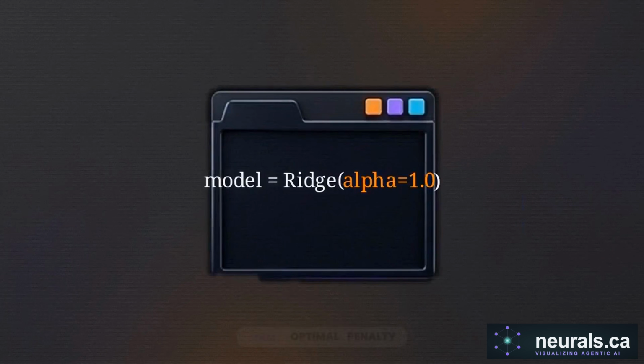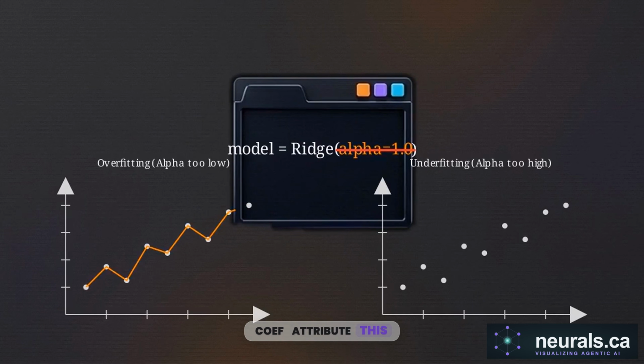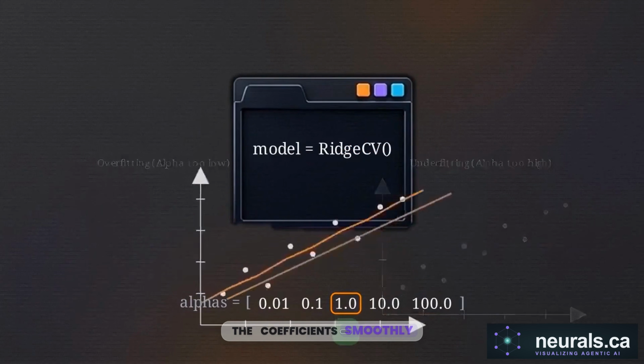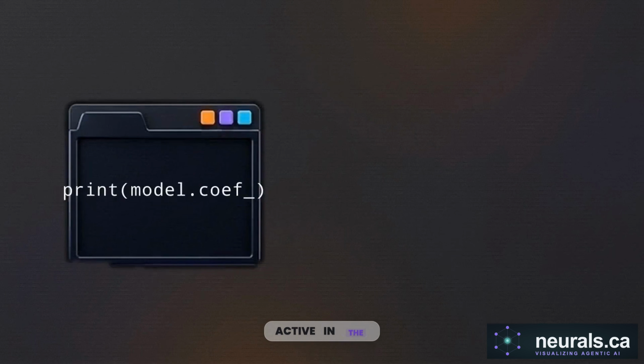Once the model finds that optimal penalty, we extract the .coef_ attribute. This lets us look inside the algorithm's black box and verify exactly how the math altered the weights. Look at the ridge array. The L2 penalty shrinks all the coefficients smoothly, but they remain non-zero. Every single feature is kept active in the equation.